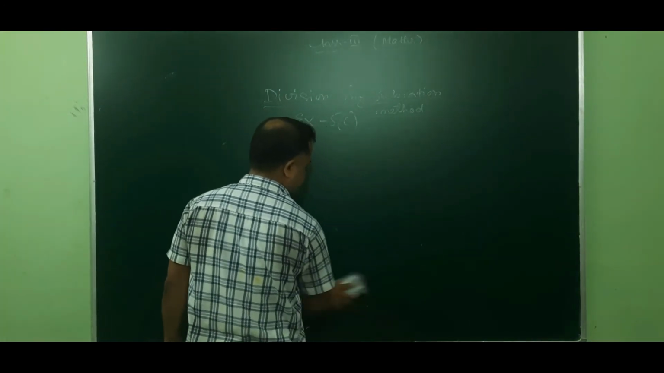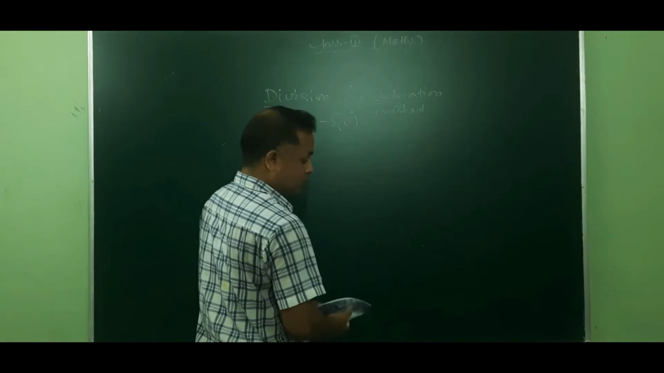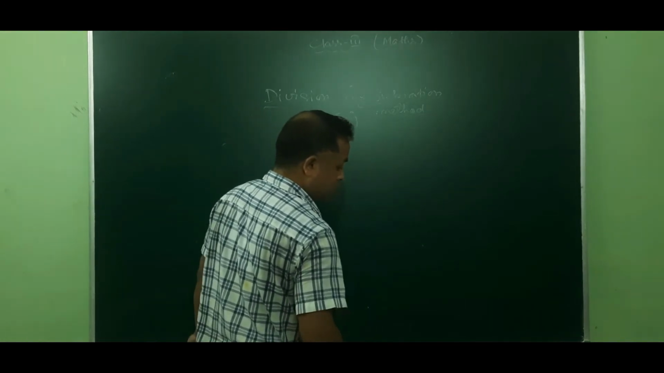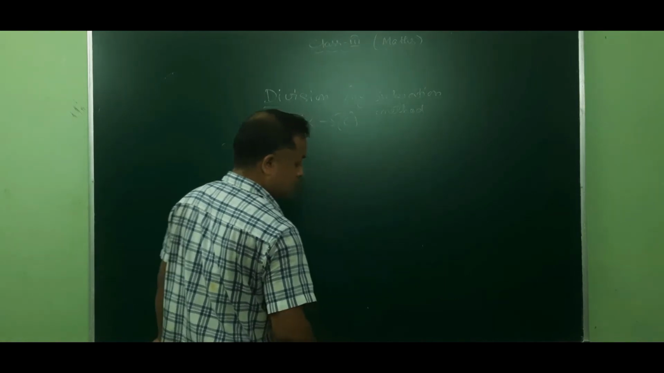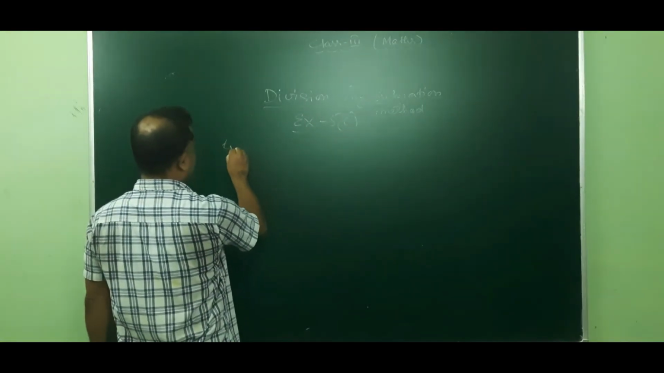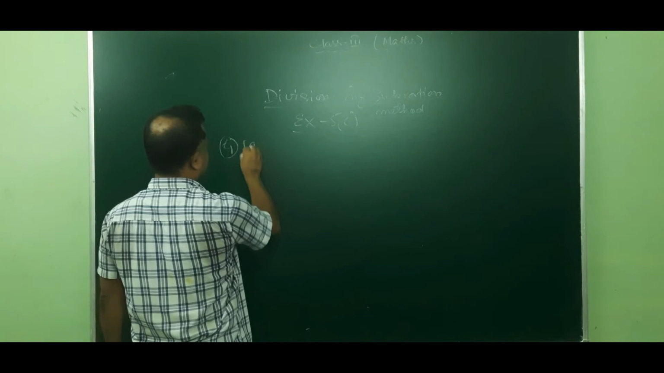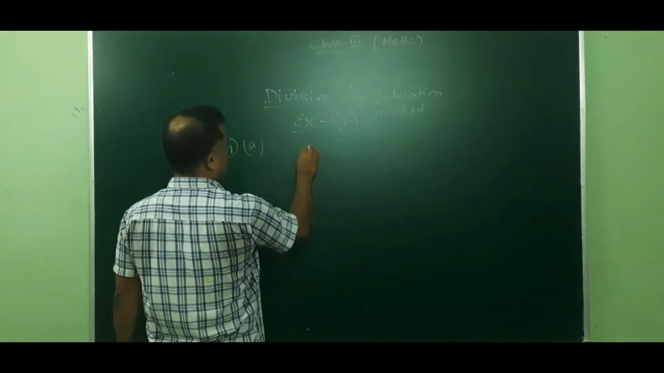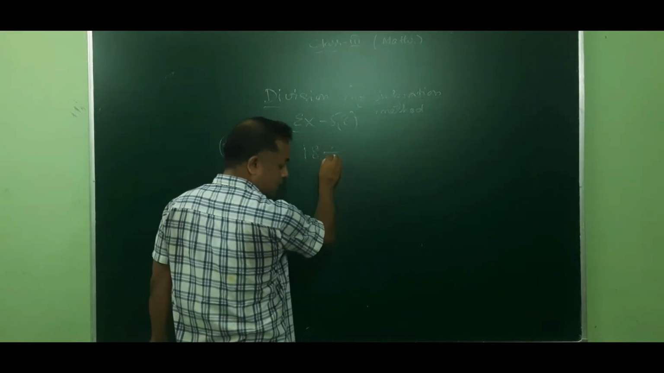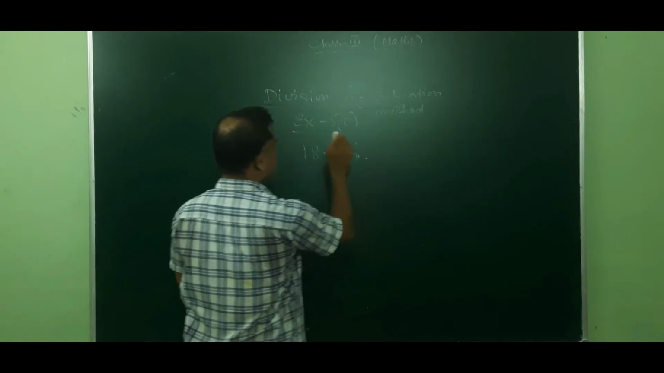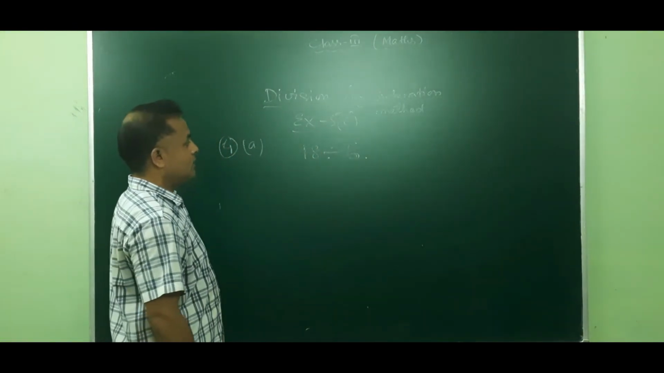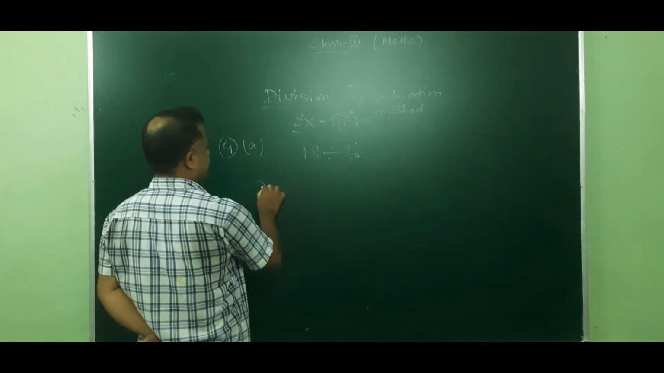Then also, let me show you one. Question number 4: use repeated subtraction in your notebooks to find out the quotient. That is 4 (b), 18 divided by 6. 18 divided by 6.